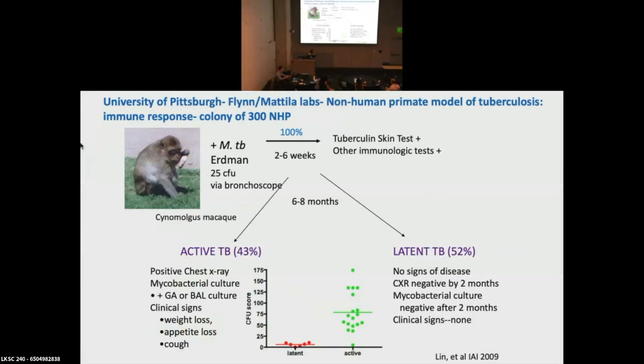So we have this fabulous colony of 300 monkeys that are housed at University of Pittsburgh, that mostly Bill Gates and NIH pay for. And we collaborate heavily with the Flynn and Mattila labs on this work. We have this beautiful animal model that recapitulates the disease. Mice do not recapitulate it. So we have this very expensive animal model. Though there are many mice studies done, it's not the same etiology that you see in pathology as in TB.